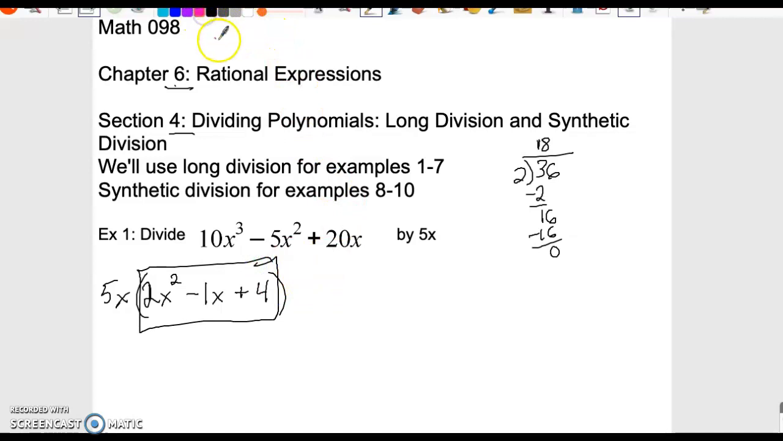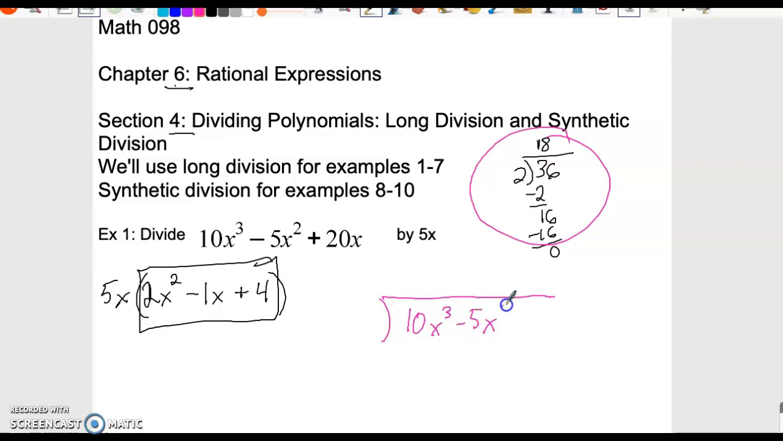But what I'm going to do is introduce you to long division, which is written the same way as what we did over here, where 10x cubed minus 5x squared plus 20x gets written here, and we're dividing by 5x. So just like up here where 2 goes into 3 once, 5 goes into 10 twice, and then x goes into x cubed. It's a different way of thinking of it, but x squared times x gives you x cubed.